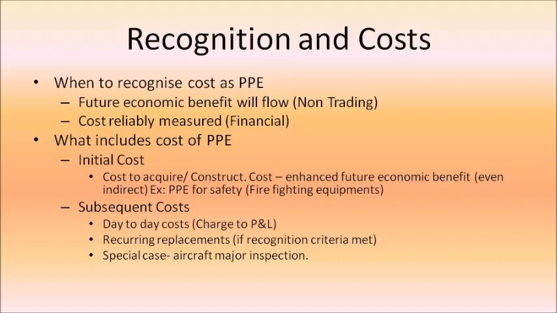Just to emphasize on the definition, any tangible item which is used in the business and which is expected to be used for more than one financial year. So the criteria is that it has to be a capital expenditure, that is, the benefits are to be derived from more than one financial year. It's the major criteria. So that is a property, plant, equipment.